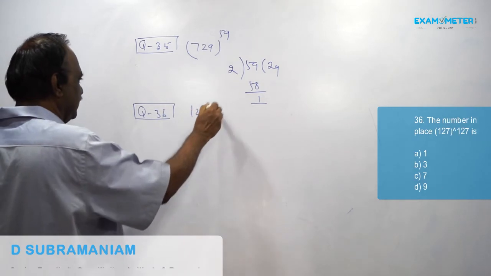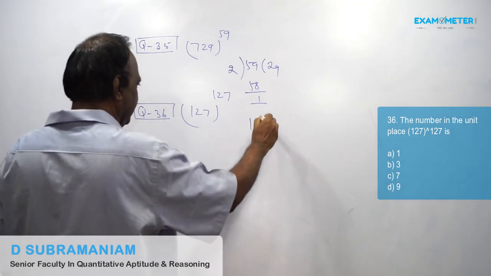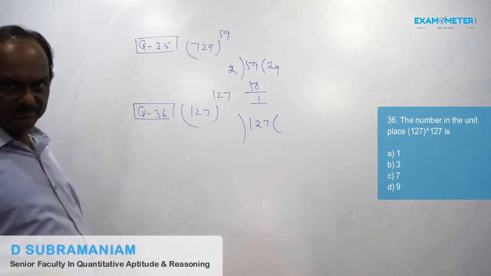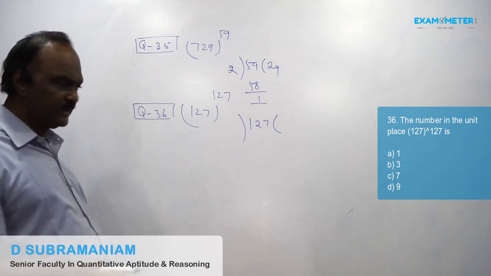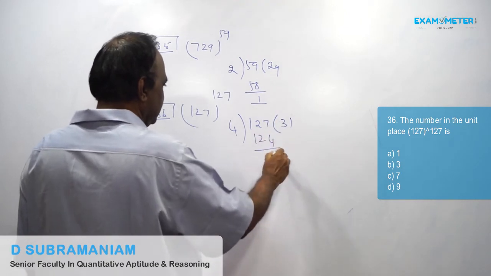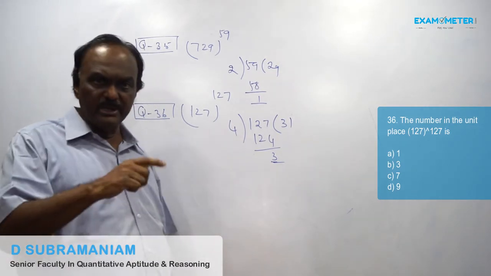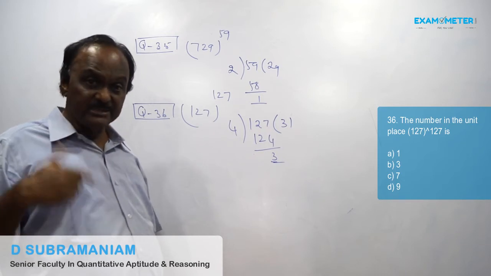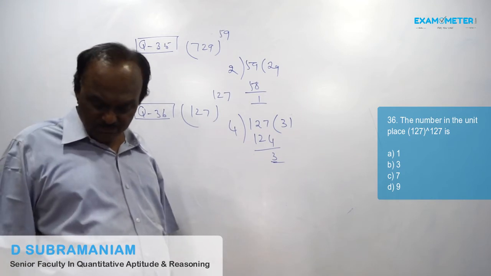The unit place in the number 127 to the power 127. As far as 7 series are concerned, after every 4 places, unit place is the same. Remainder is 3. If the remainder is 1, unit place is 7. If the remainder is 2, unit place is 9. If the remainder is 3, unit place is 3. So answer is 3. That is multiple choice B.